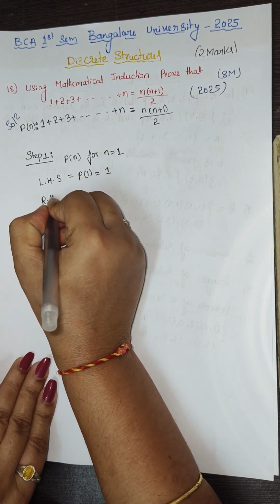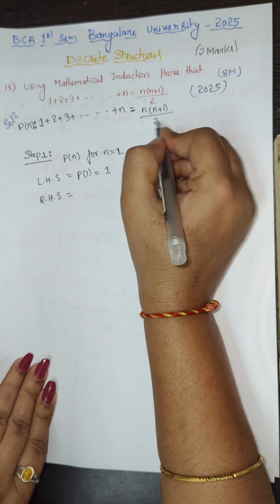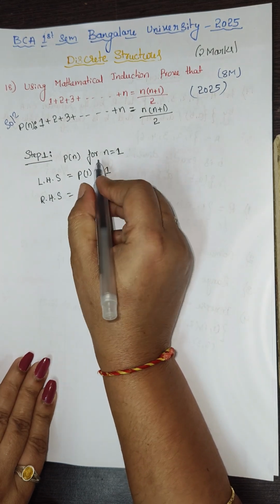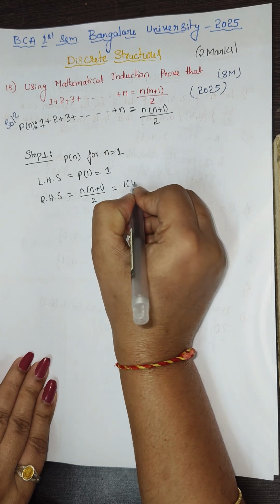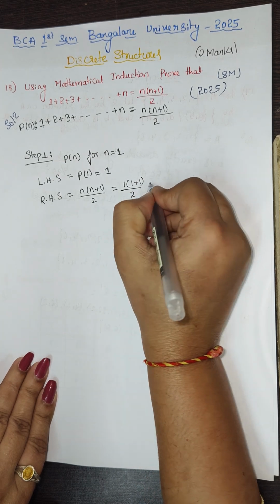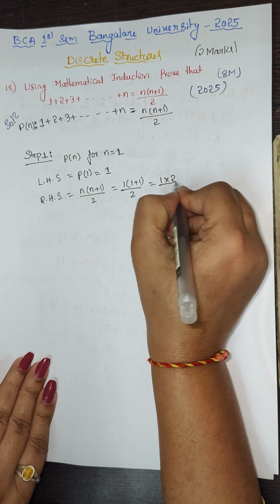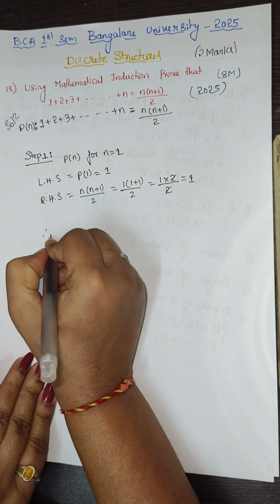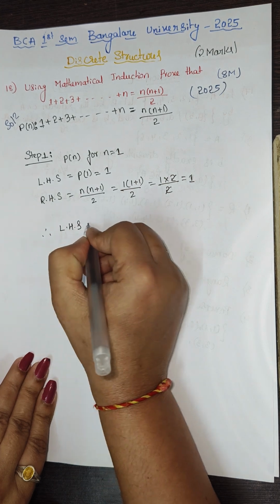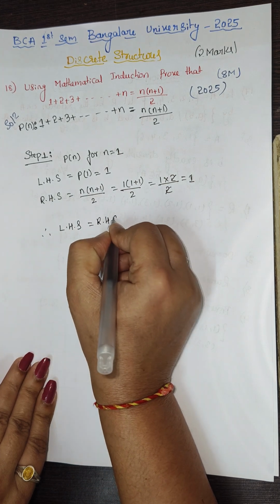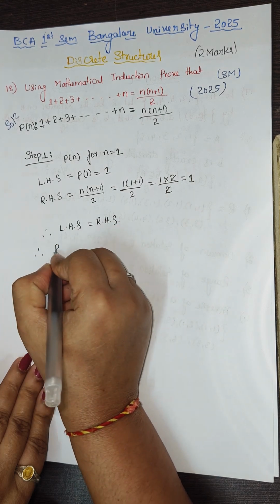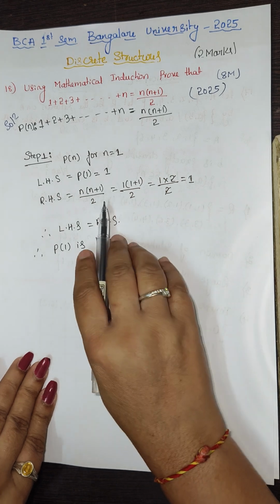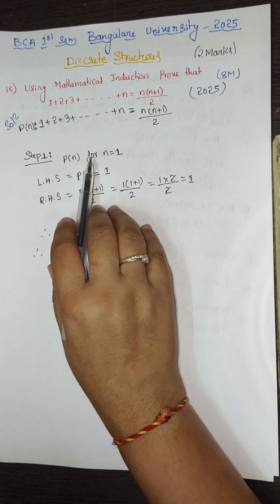Next, the RHS. What is the RHS here? n into n plus 1 divided by 2. We substitute n equals to 1: 1 into 1 plus 1 divided by 2. 1 plus 1 is 2, 2 divided by 2 gets cancelled. It's 1 only. Therefore, LHS equals RHS. Therefore, P of 1 is true. First step we needed to prove, that is n equals to 1.